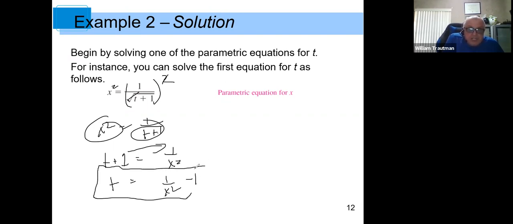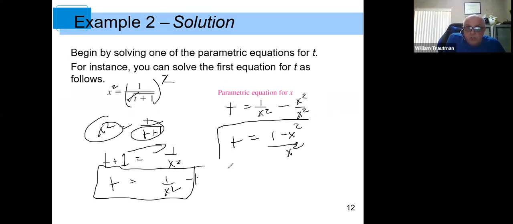And this is it, but I think they take it a little further and they show this minus 1 can be changed. t equals 1 over x squared. And you can change minus 1 so the denominators match up. A minus 1 is the same thing as x squared over x squared. So this becomes 1 minus x squared over x squared. So they just took it, I mean, me personally, I wouldn't mind leaving it like this. They take it a little further, so it's just one fraction. And they change the -1 to x squared over x squared.